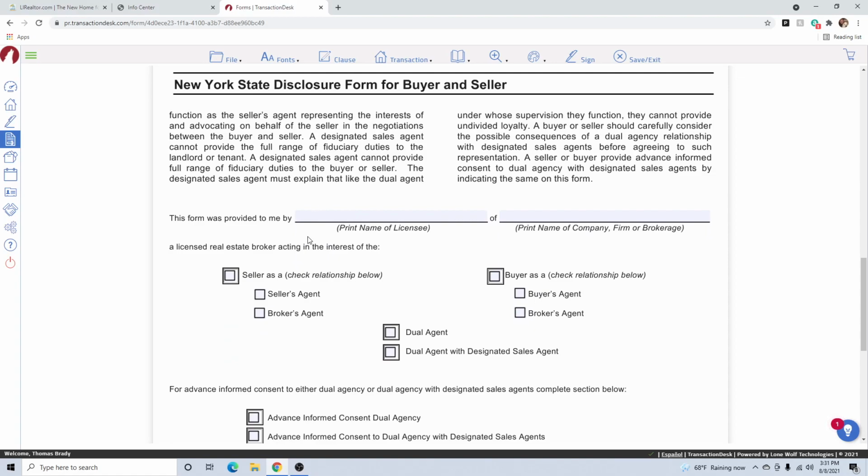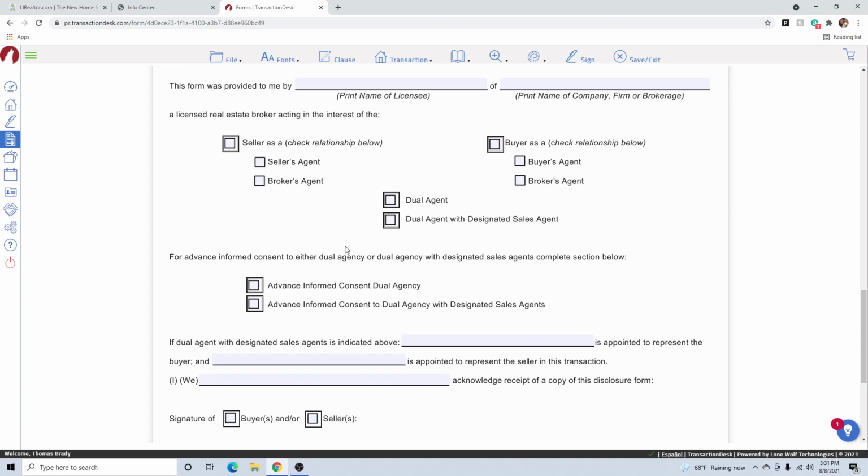Okay, so if you have a listing, you print your name, print the name of the company, check off seller, seller's agent. Now if you're taking the listing, you can get advance consent for dual agency. Advance consent for dual agency would be that you're acting for a buyer client and a seller client, so you'd have to definitely inform both of them about that.